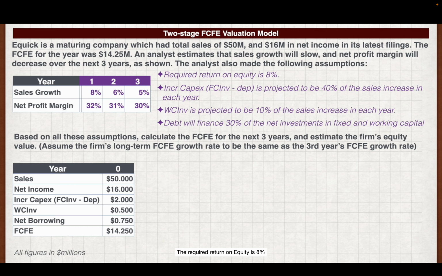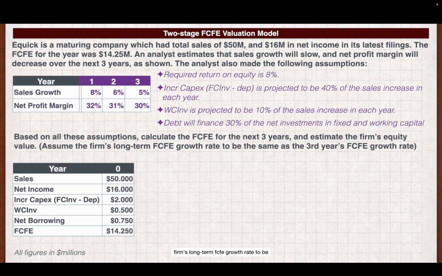The required return on equity is 8%. Incremental CapEx, which is fixed capital investment net of depreciation, is projected to be 40% of the sales increase in each year. Working capital investments is projected to be 10% of the sales increase in each year, and that debt will finance 30% of the net investments in fixed capital and working capital. Based on all these assumptions, calculate the FCFE for the next 3 years and estimate the firm's equity value.